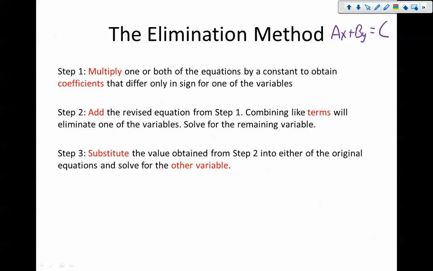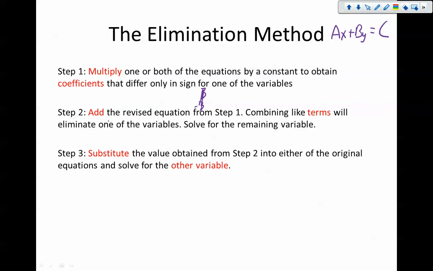The overall goal of elimination is to add the equations together so that when you combine the like terms, something becomes 0. Now, to do that, step 1, you might have to multiply one or both of the equations by a constant to obtain coefficients that differ only in sign for one of the variables. So what we mean by that is you get 3 and negative 3, right? So the only thing that's different is the sign. They're opposites of each other.